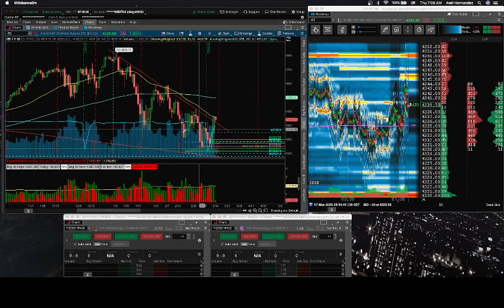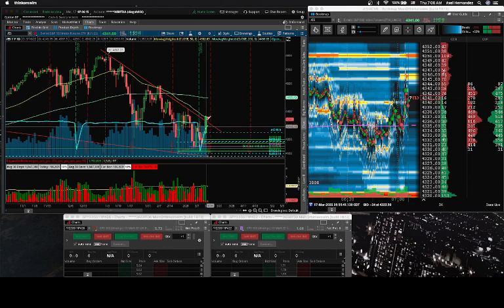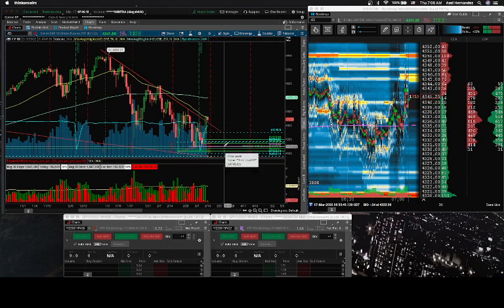And as far as I don't see any zones that are near price action right now. So how do we find zones? How do we find a demand zone or a supply zone?